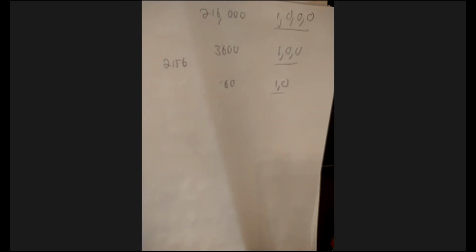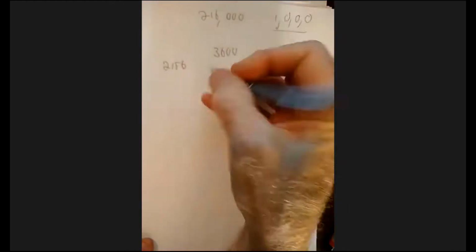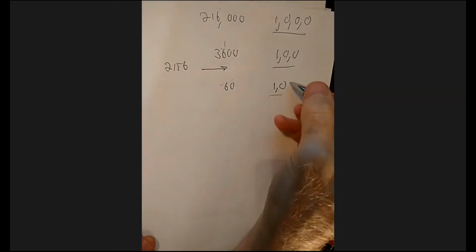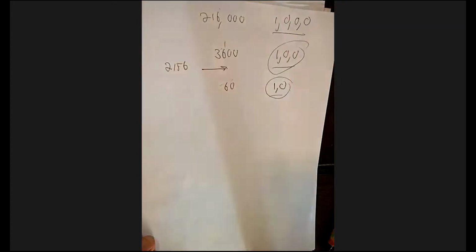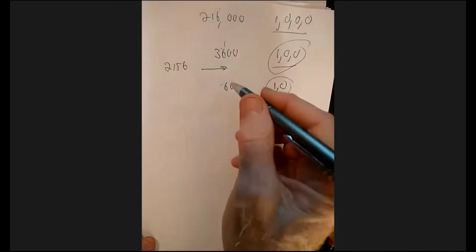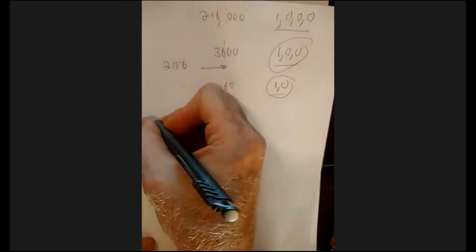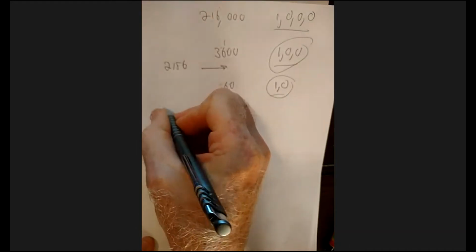Two-digit number? Yeah, it's going to be two-digit because it's between these two numbers. It fits in here. That's why I gave you that chart. And so it's going to be between this number and this number. So that means it's more than 60, less than 3,600. So you'll divide by 60.